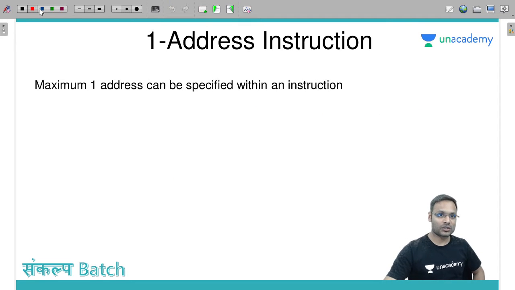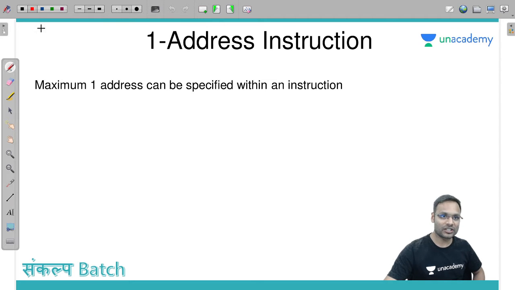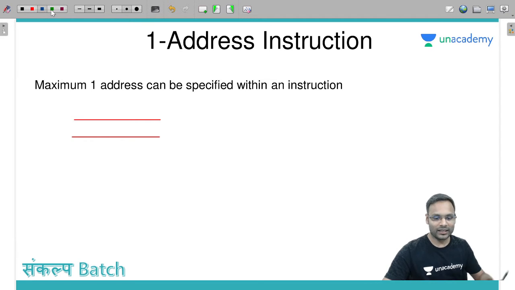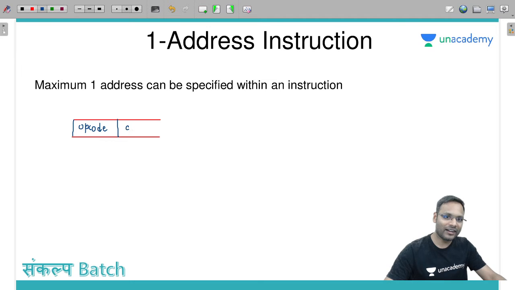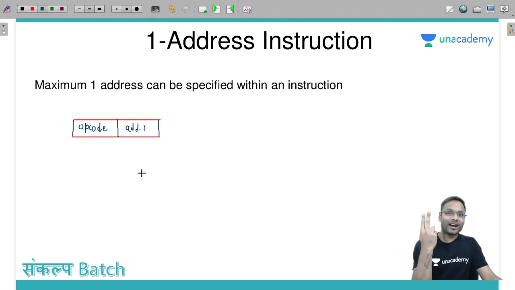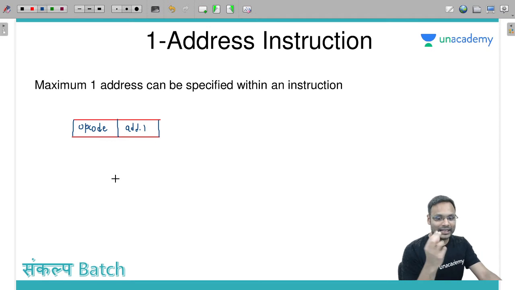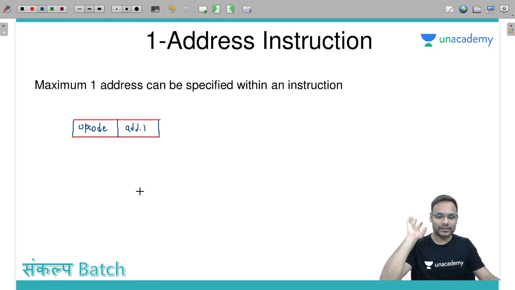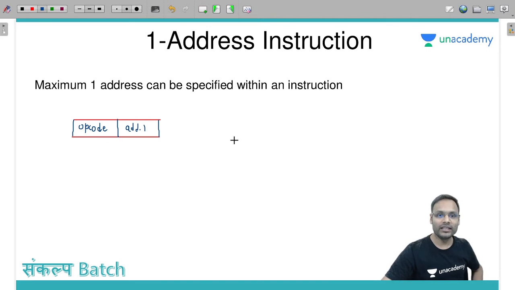One address instructions. What are one address instructions? The format will have one opcode and one address. Maximum only one address you can specify. Apart from the opcode, only one address is mentioned within an instruction. So if you mention only one address, where will the other come from? I told you this particular thing yesterday.